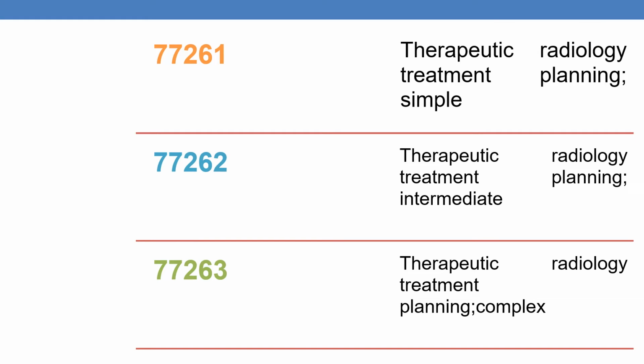Now let us discuss the CPT codes. The first CPT is 77261, which is nothing but therapeutic radiology treatment planning, simple. The next is 77262. It involves therapeutic radiology treatment planning, intermediate. The next is 77263. It involves therapeutic radiology treatment planning, complex.